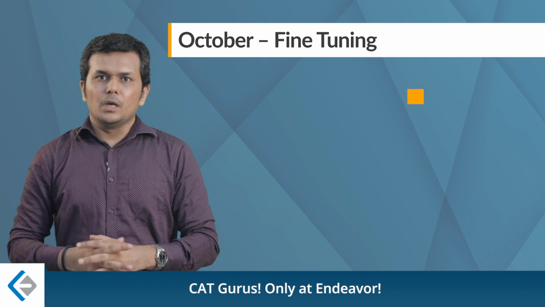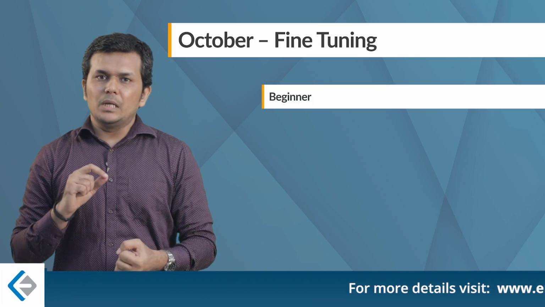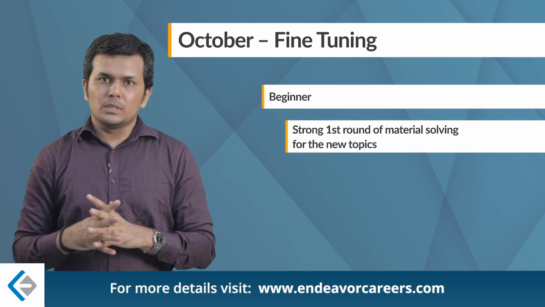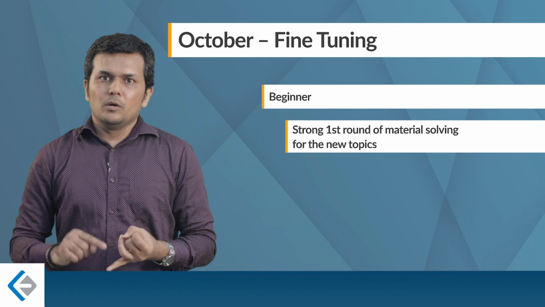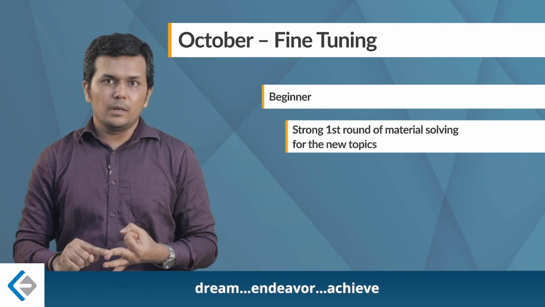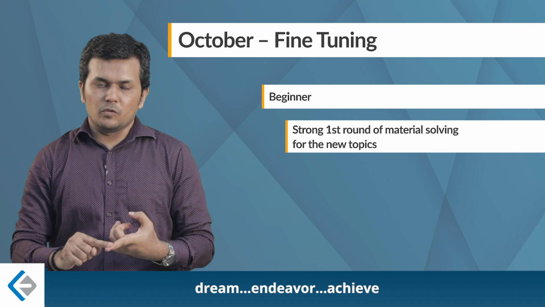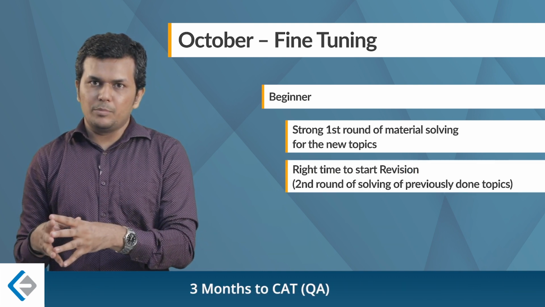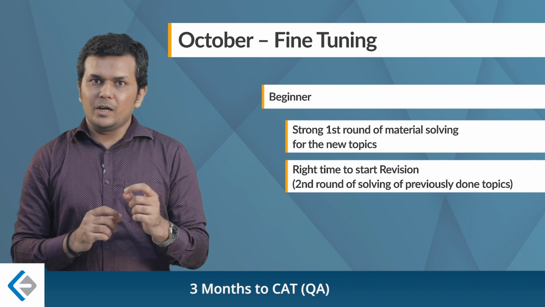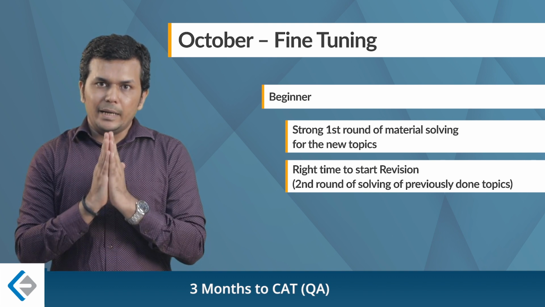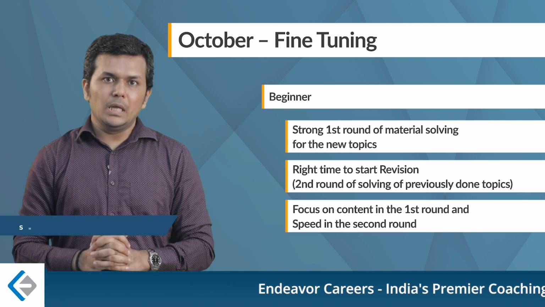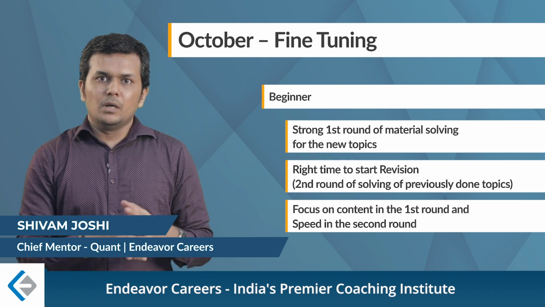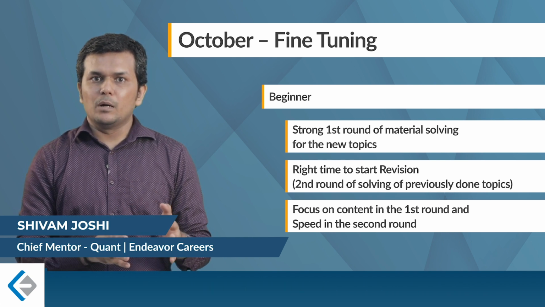In the month of October, if you are a beginner, you would have completed approximately 50 to 60% of the syllabus by now. So, for the new chapters that you are learning, you follow the same cycle of learning a topic, followed by material solving, followed by doubt clearing, and followed by test taking and the closure of the test. For the chapters that you earlier completed, it is the right time to start revising those chapters. And remember, when you are solving the content for the first time, content mastery is the first and foremost priority, whereas if you are doing it for the second time or if you are revising, please do it with the timer to gain speed in the chapters that you already completed earlier.